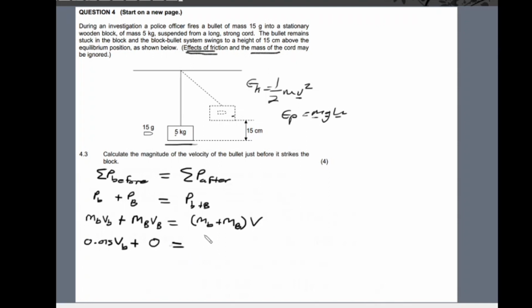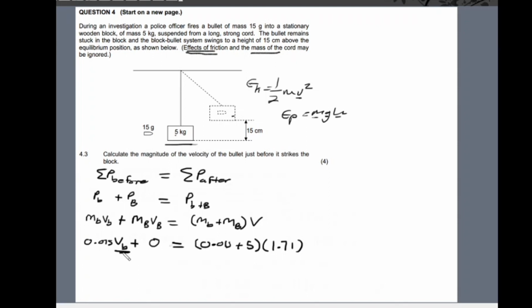And then after collision, the mass of the bullet is combined with the mass of the block, because now they become one thing, they become a block-bullet system. So we'll have the mass of the bullet and the mass of the block times the velocity of the system after collision. So this will be the 1.71 that we solved for in 4.2. So this will be 1.71, right?